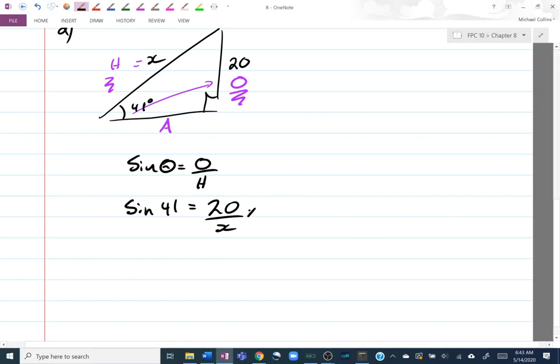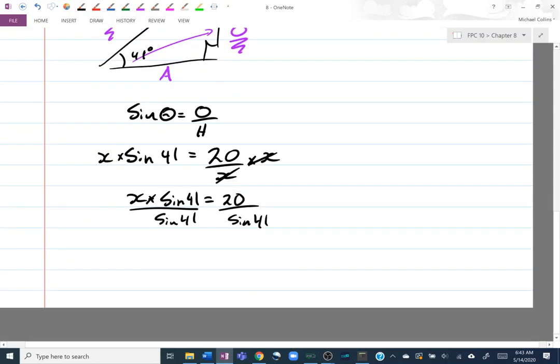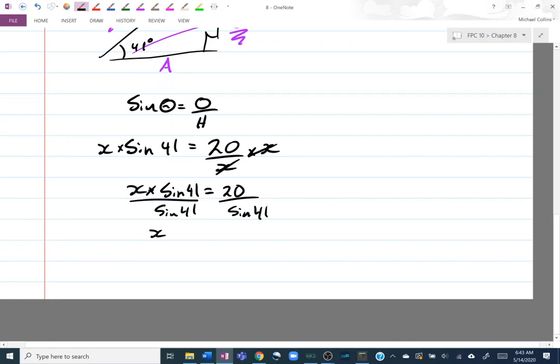Oh, there we go. Multiply both sides by x. So on my right-hand side, x is canceled, but x is still not all by itself. It's just no longer on the bottom of a fraction. To get x all by itself, I have to divide by the sine of 41. Remember that sine of 41 is just a decimal. You can treat it just like it's a number. I can add, divide, multiply, subtract, all of those things. So x is equal to 20 divided by the sine of 41.